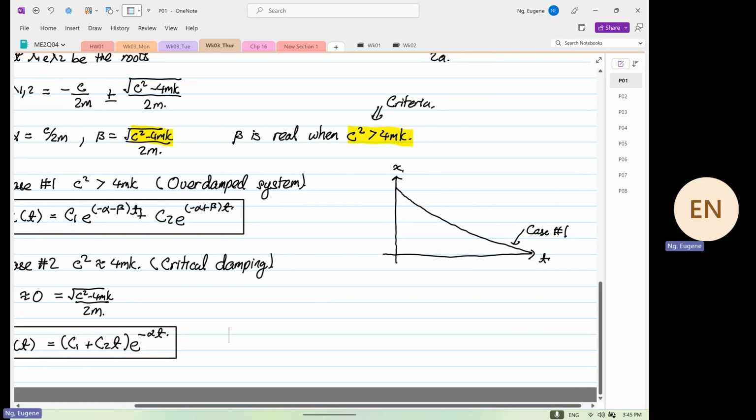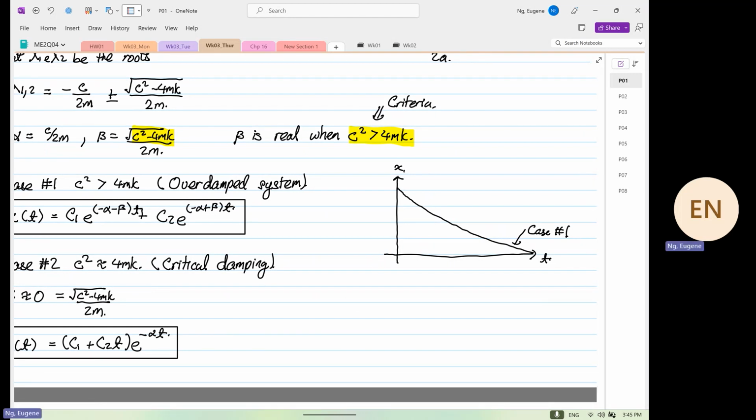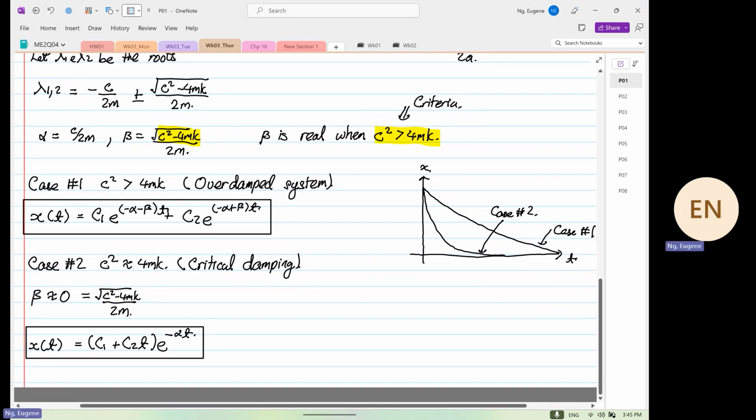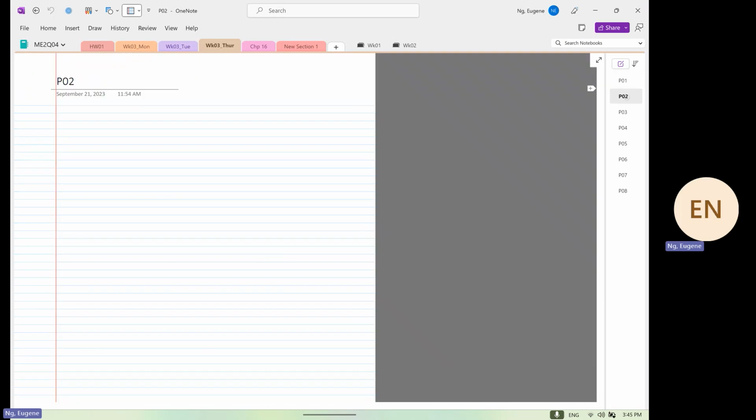So from here, we know that the solution looks like this. So this is our case number 2. Okay, case number 2, it's the case where we have critical damping. Then we come to another situation where we have case number 3.